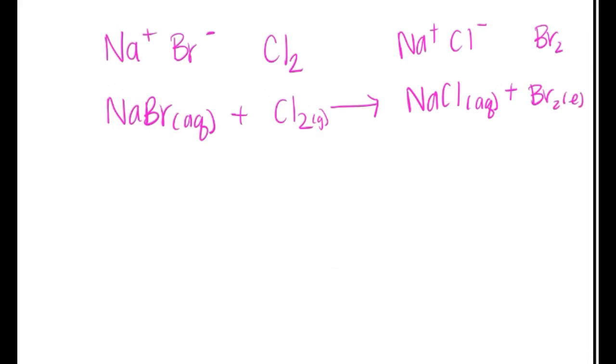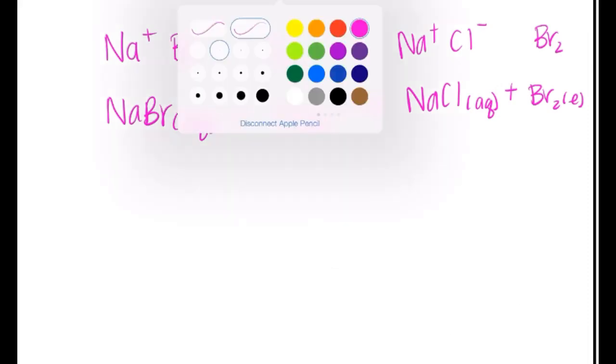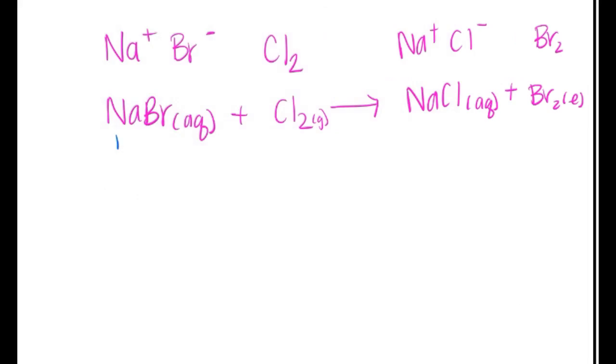So I need to assign oxidation states first. So sodium, let's change colors here. Sodium has a +1 because it's an ionic compound. You just use your charges. Bromine has a -1, and chlorine is a free element. Sodium here has a +1, chlorine has a -1, and bromine here is a free element. So I have all my oxidation states assigned, so now I can see what's being oxidized and what's being reduced.